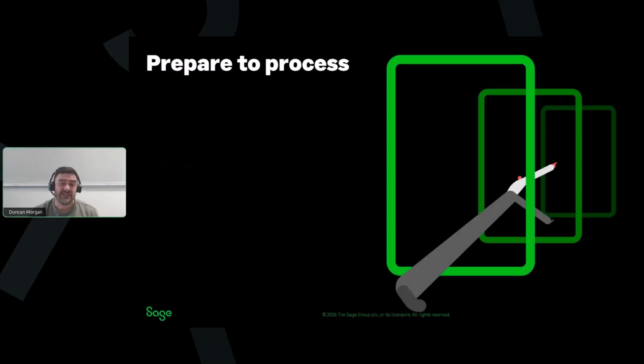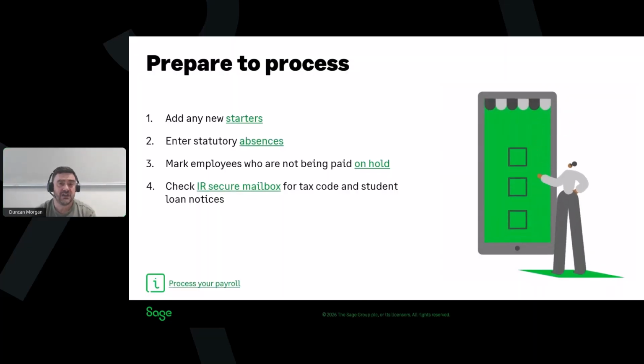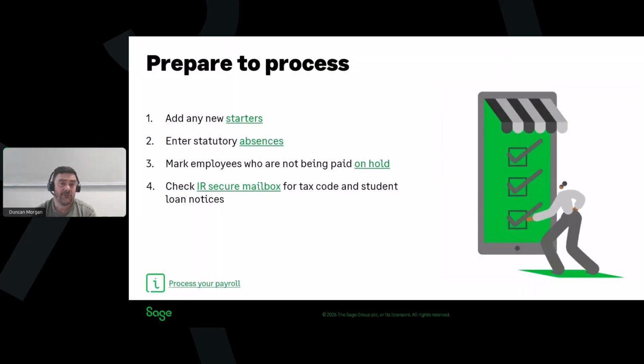So let's get things started with a look at preparing to process a payroll. And there are 4 key tasks I'd like to highlight at this point. And these are things that you may need to do before you actually come to process payroll for the current period. So your first step would be to add any new starters that have joined you since your last pay run. So you would set up an employee record for them using their P45 or starter checklist. And we actually have a separate webinar on dealing with new starters that you can sign up to from our help centre.